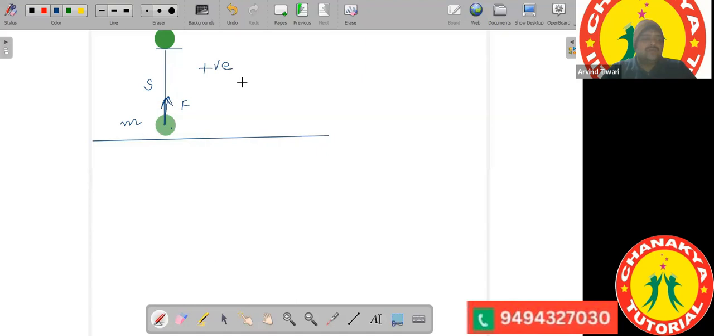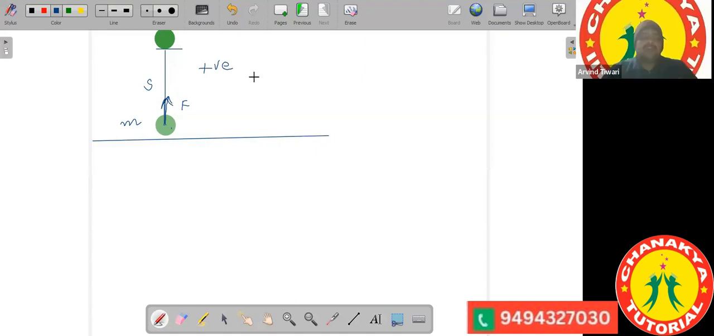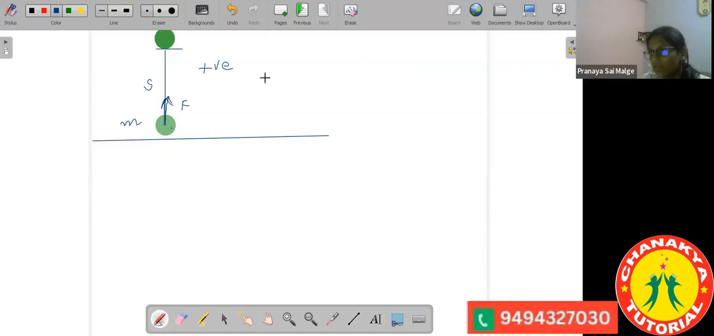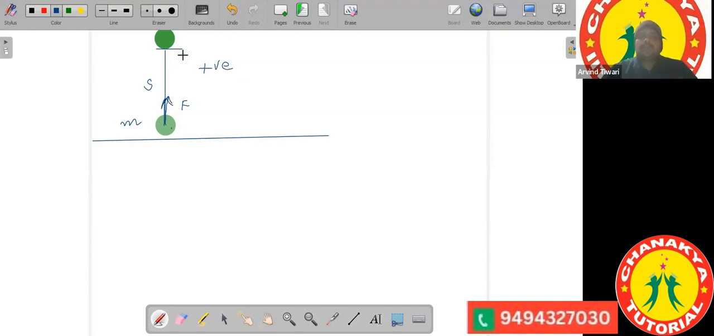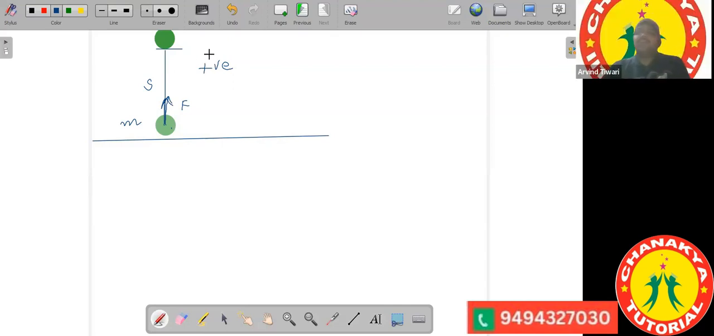Pranaya? Yes, sir. So this is a positive work? Sir, I think so, but then the ball will come down due to gravity, so it might also be negative. Okay, so don't care about whether it will come down or not. If it comes down, then net work done will be zero, as the displacement will come to zero. So in that case, the work done will be zero.